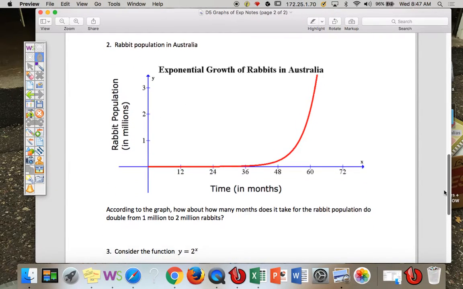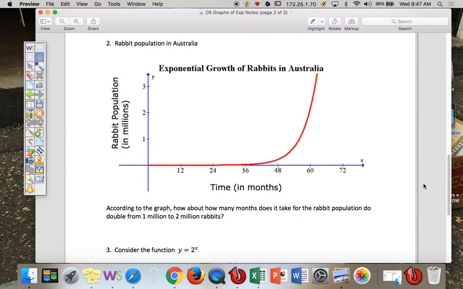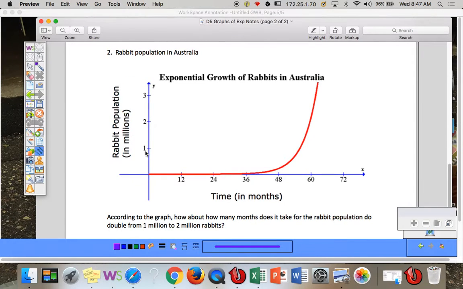All right, let's take a look at the rabbit population in Australia. You can see it's exponential. It increases quite quickly. According to the graph, how many months does it take for the rabbit population, let's just say, to double from 1 million to 2 million rabbits? All right, so here's the rabbit population in millions. Here's 1 million. Here's 2 million. So let's go across and see how long did it take to reach 1 million.